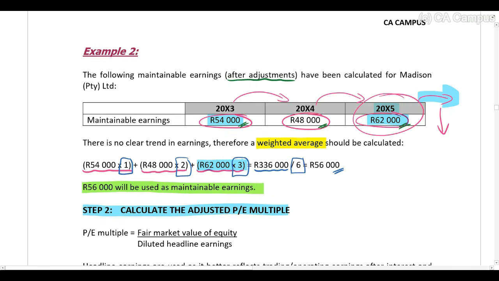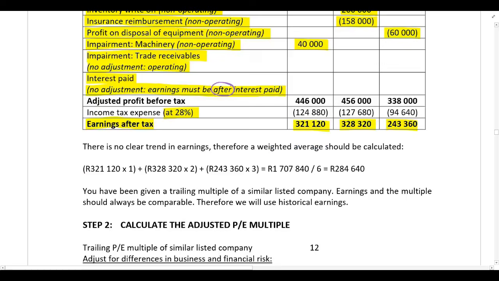We are now going to go and apply this to our detailed example. So we calculated our earnings after interest and tax. We've also made all of our adjustments, and we can see we've got earnings for 20x4, 20x5, and 20x6. My earnings increase from 20x4 to 20x5. However, they then decrease from 20x5 to 20x6. So I can't use the most recent year because I don't have a trend with my earnings. I'm forced to calculate a weighted average.